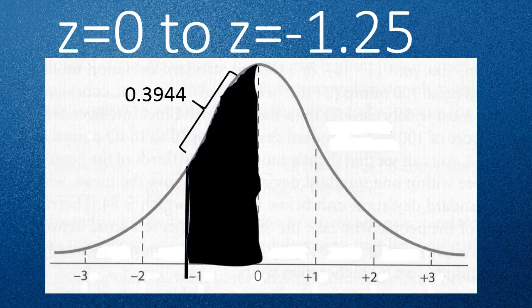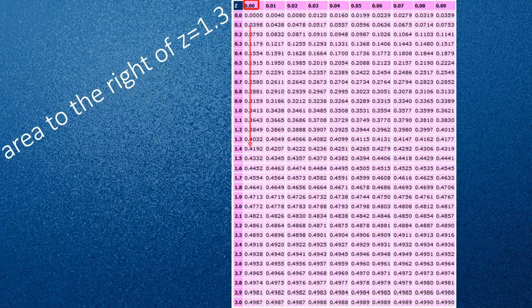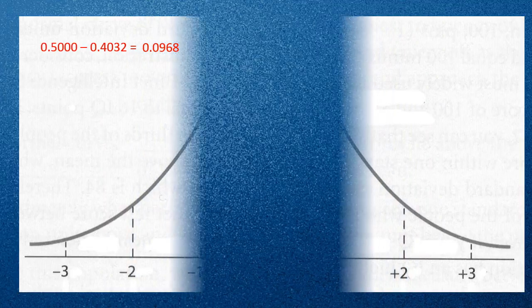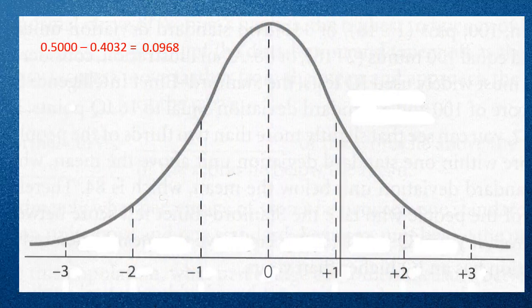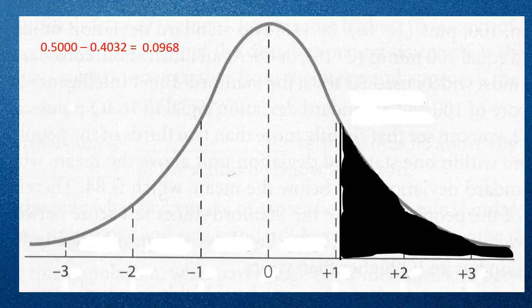Since the given is negative, the shaded area in our normal curve will be from 0 to the left of negative 1.25. When the given is area to the right of z equals 1.3, get the equivalent of 1.3 from the z-table, which is 0.4032. Since it's to the right and it's positive, you have to subtract 0.4032 from 0.5, and the answer will be 0.0968. The shaded area will be from 1.3 to the rest of the right side.